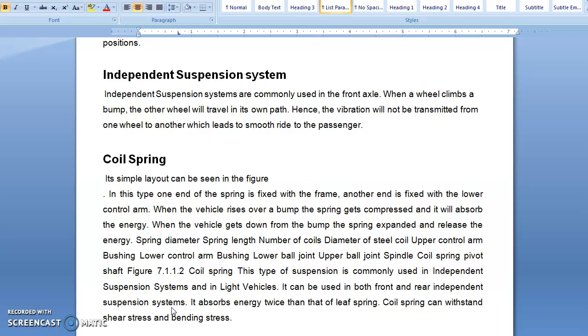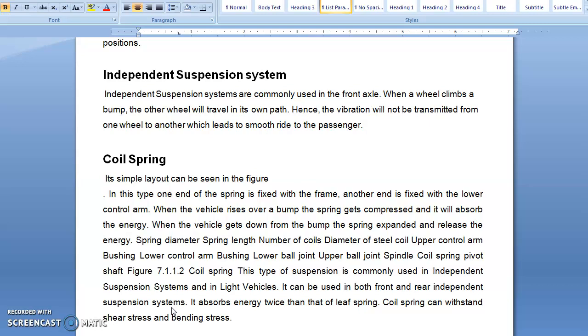So in today's class we will discuss independent suspension. Independent suspension systems are most commonly used in the front axle. When a vehicle climbs a bump, the other wheel will travel in its own path. Hence, the vibration will not be transmitted from one wheel to another.